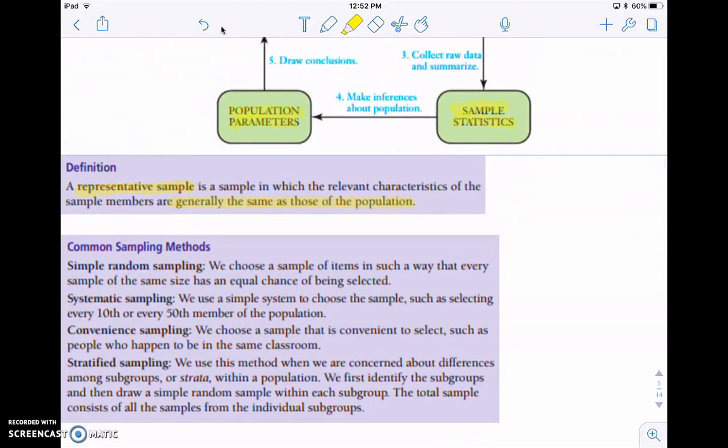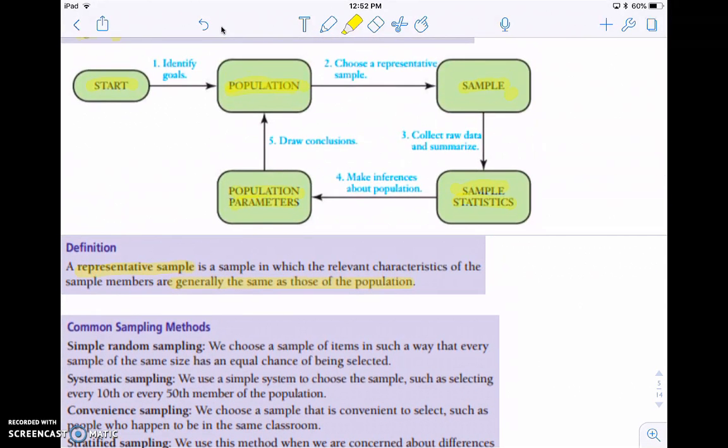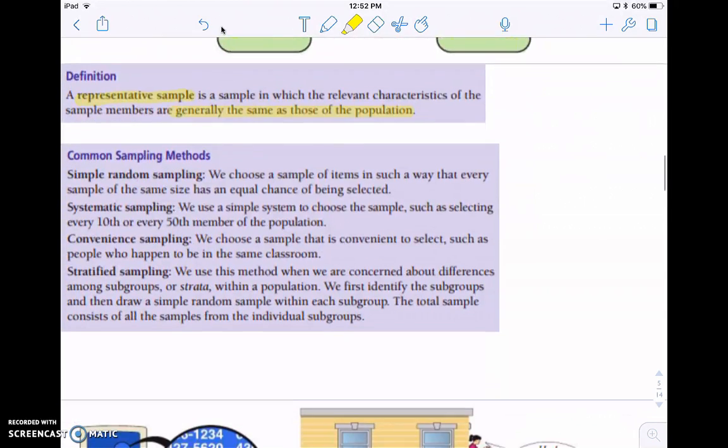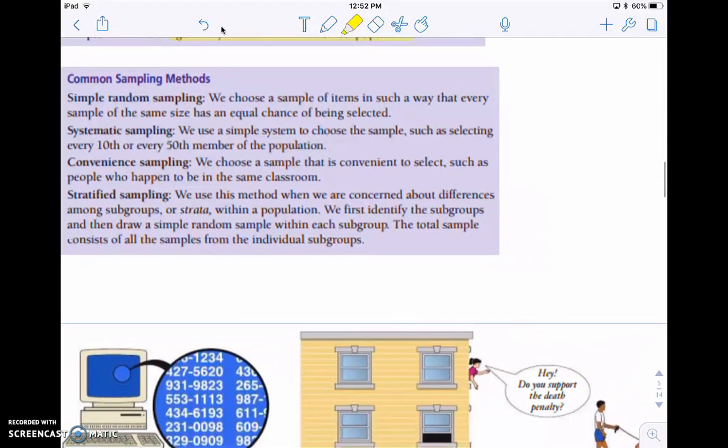Okay. Now, when we go out to create this sample right here, this is one key area of statistics: how do we actually gather our sample?